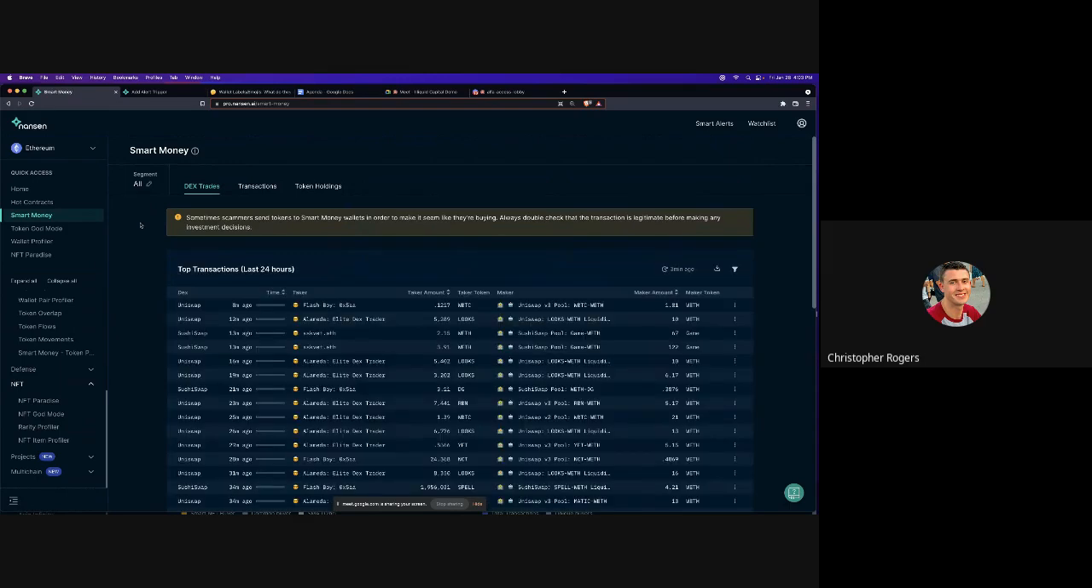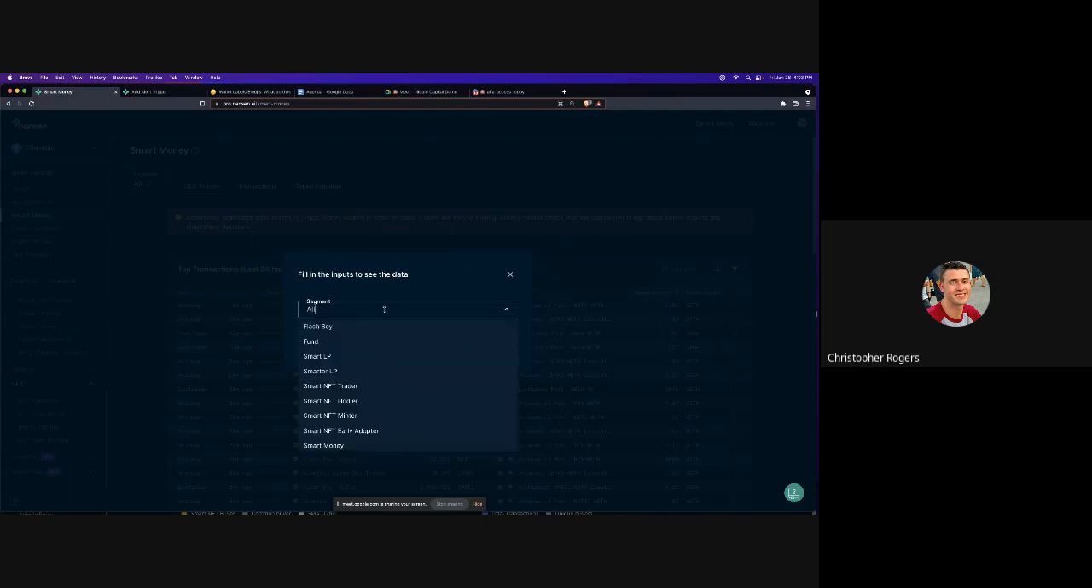So Nansen Smart Money is going to, as I mentioned earlier, provide us with all of those smart money labels of profitable traders or profitable investors. What I like to do within smart money is take a look at the fund segment. Funds are these public entities that are managing assets for their clients, and their goal is to be profitable because they have clients to answer to. So in theory, their strategies should be relatively sound.